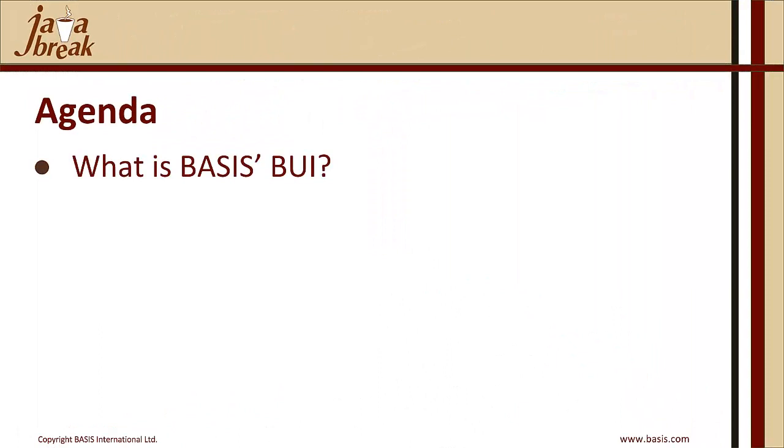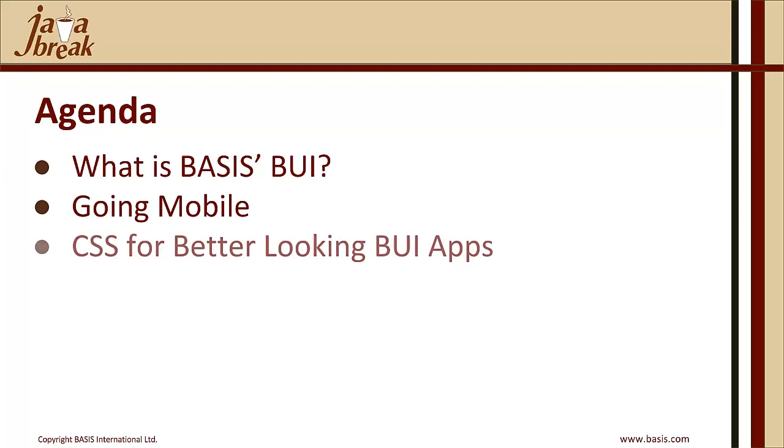First, we'll very briefly touch on what is BASIS's browser user interface. We have lots of resources on the web about the subject in detail, including many Java breaks. Then we'll move straight into business apps going mobile. The importance there, the business considerations for developing mobile applications or extending existing GUI applications into the mobile world. And then we'll touch on CSS, cascading style sheets, which is responsible for better looking BUI apps, which will increase your user acceptance. And then we'll finish up with taking your questions and providing you with answers.